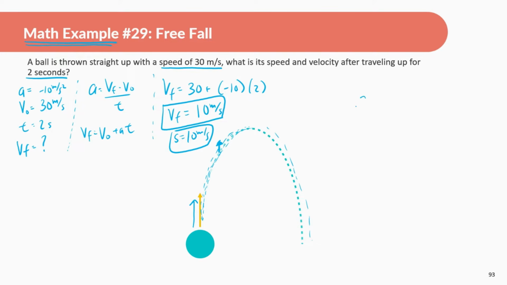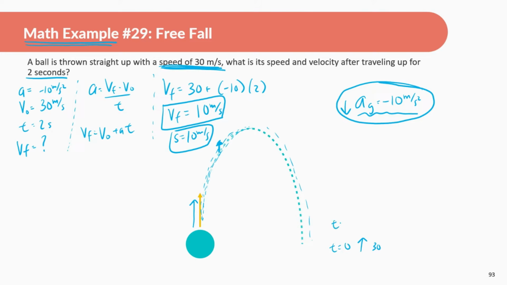Again, we should know the acceleration of gravity is equal to negative 10 meters per second squared. So if something is thrown up at 30 meters per second, and acceleration is going down, we should know that every second it's going to be getting 10 meters per second slower until it starts going down. So at time equals 0, it's going 30 meters per second.